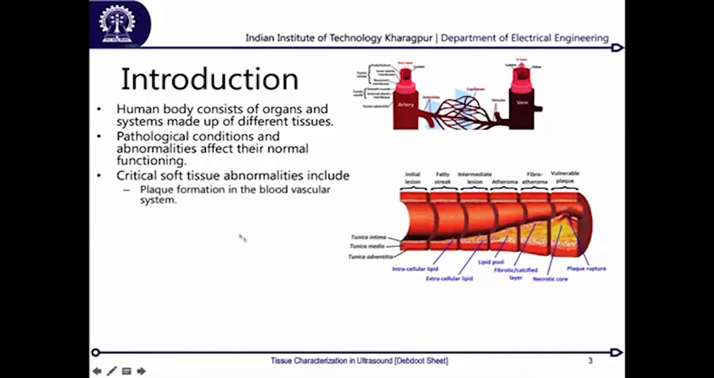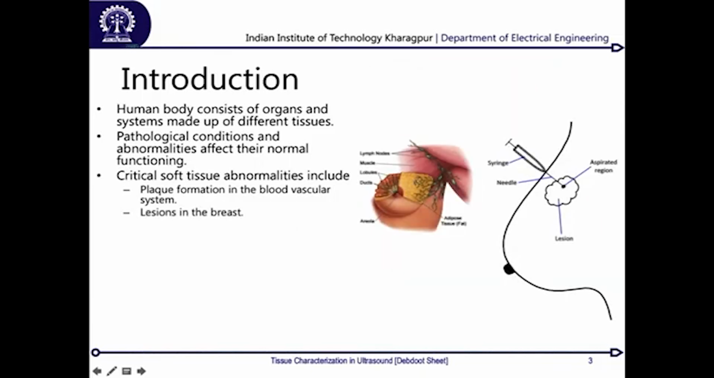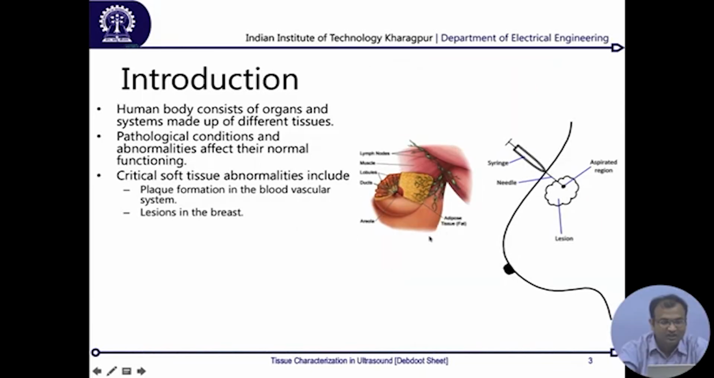Now, this is one of the problems which will happen in case of soft tissues. Another problem is that in women with breast conditions, there can be lesions which are not necessarily always cancerous, but they are just tumors or some sort of abnormality. So these are another kind of soft tissue abnormality which is quite predominant in the world.